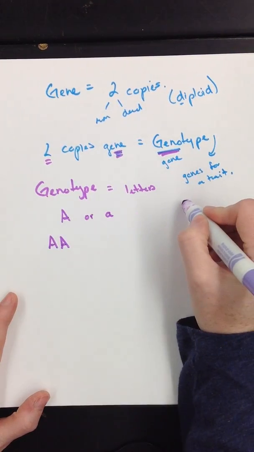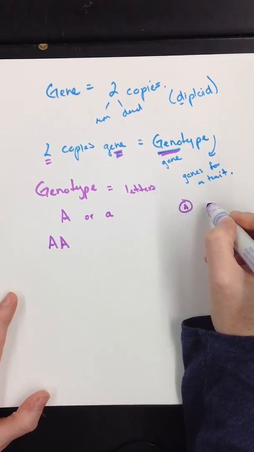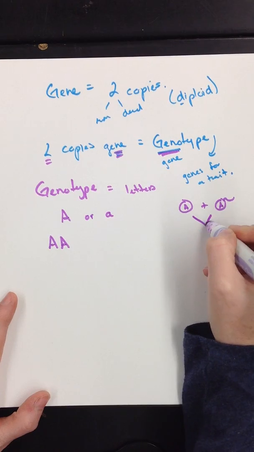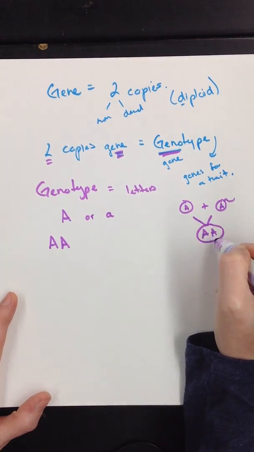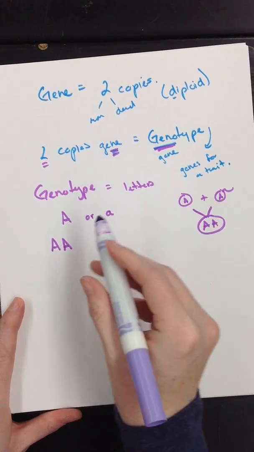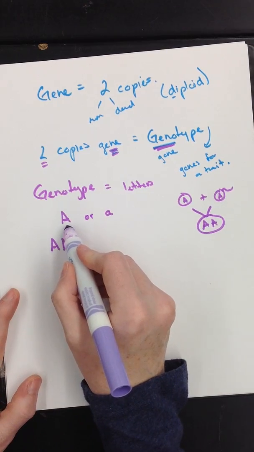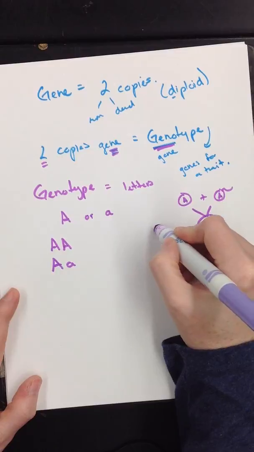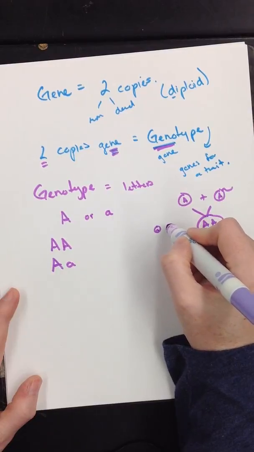So maybe here's my egg. Maybe my mom had a big A for a gene, and maybe my dad had a big A for a gene. When they came together, you got your two copies and now you have two big A's. Or maybe you get a big A and a little a. Same situation: here's my egg, and maybe that had a little a.